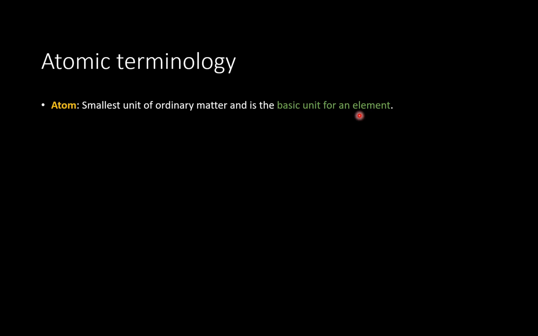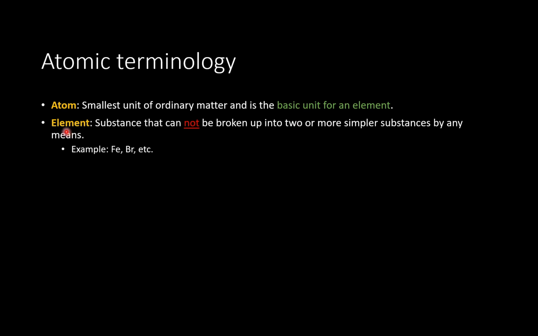Well, what is an element? An element is a substance that cannot be broken up into two or more simpler substances by any means. In other words, an element is a substance composed of only one type of atom. An example of an element would be iron or bromine.